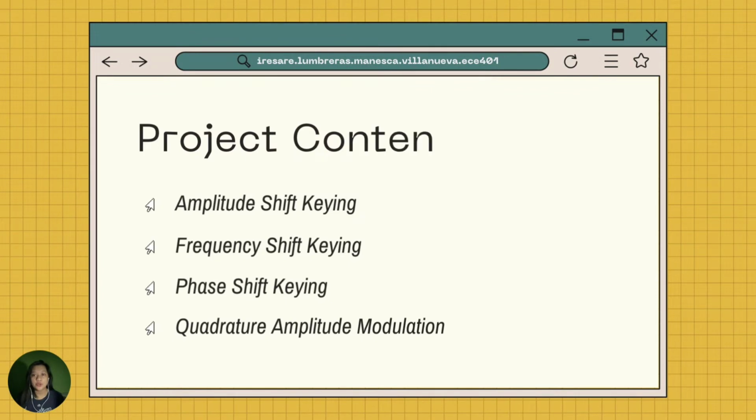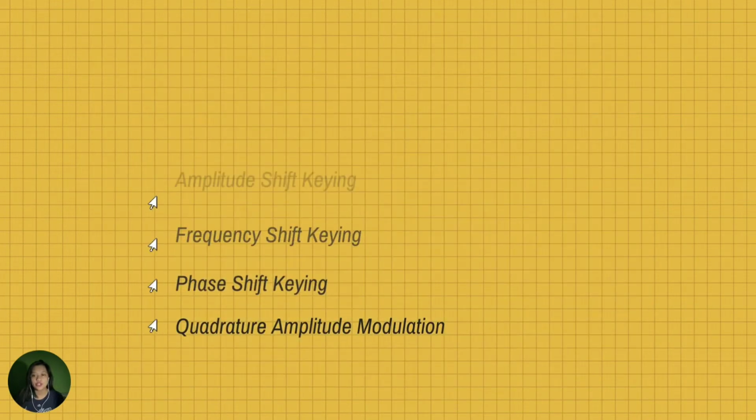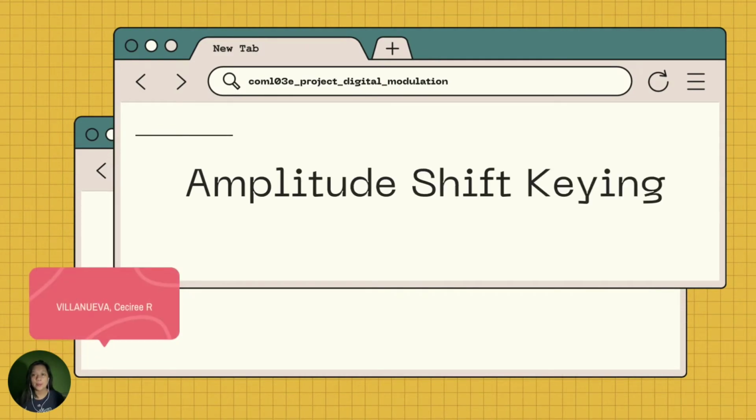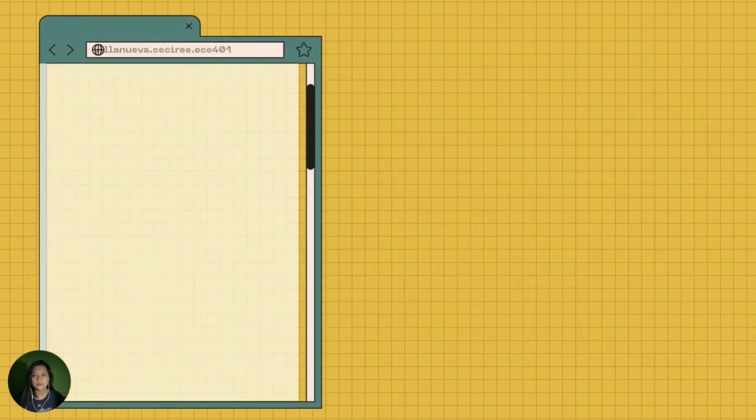In this project, we are going to discuss and show a simulation of the four types of digital modulation, which are the following: amplitude shift keying, frequency shift keying, phase shift keying, and quadrature amplitude modulation. Let us start with ASK or amplitude shift keying.